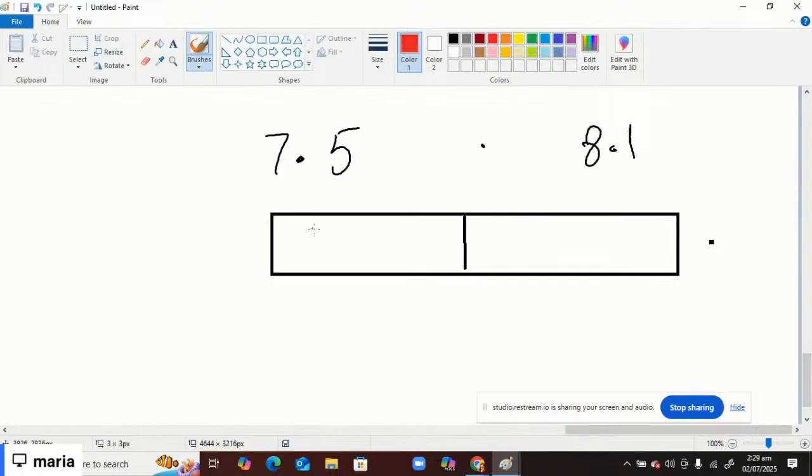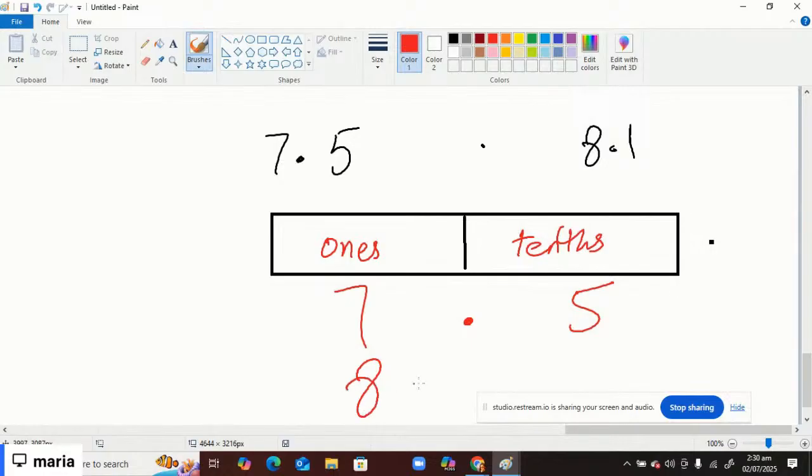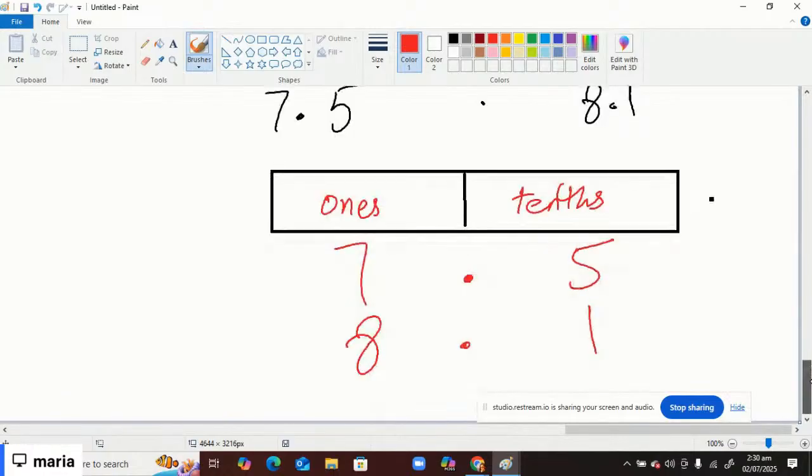On this side I'm going to write down the ones place, and that is the tenths place. So this should be here 7, then it's point 5, then 8.1. Now check it out, first of all the ones. Which one is greater? 7 is greater or 8 is greater? As we can see, 8 is greater. So we are saying that 8.1 is greater as compared to 7.5.